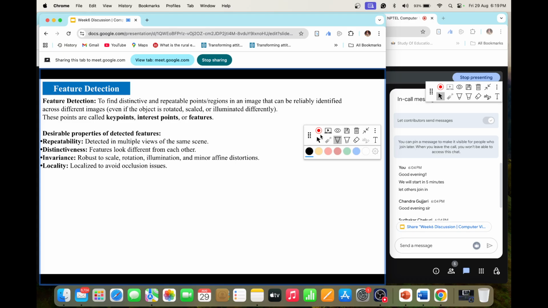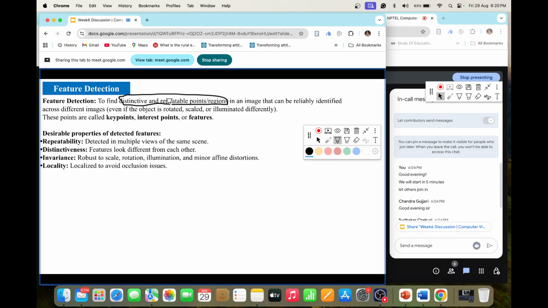What does that mean? Every image consists of some distinct features. So what is a feature? A feature is nothing but key points or interest points. Feature detection is to find distinctive and repeatable points. Those points can also be regions in an image that can be reliably identified across different images.